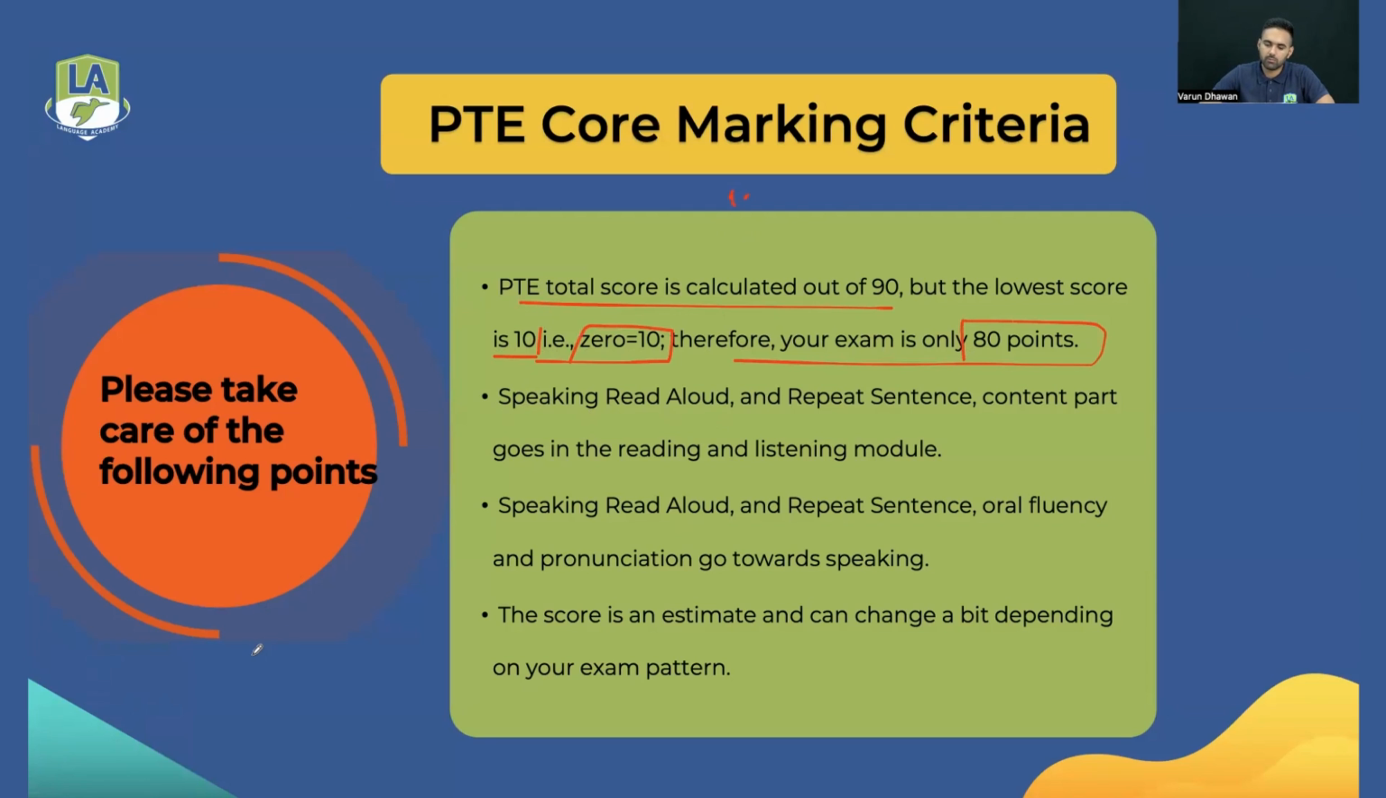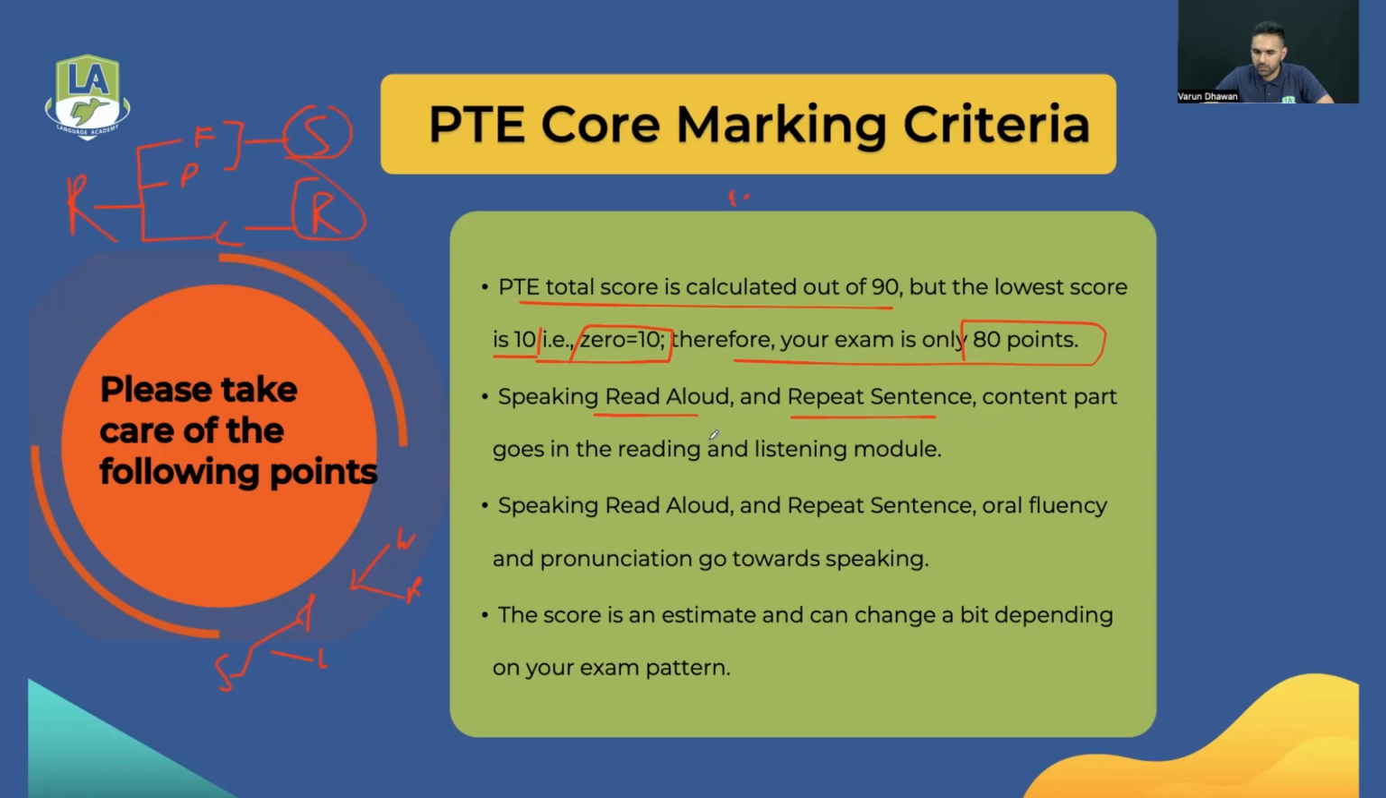Now, as I've told you, all the modules are interconnected. For example, speaking will give you points in reading and in listening. Listening will give you points in writing and reading, and so on. So speaking read aloud and speaking repeat sentence, pay attention over here. Read aloud and most of the tasks in speaking are marked on 3 parameters: fluency, pronunciation, and content. For fluency and pronunciation, your points will go in speaking and content points will go in reading.